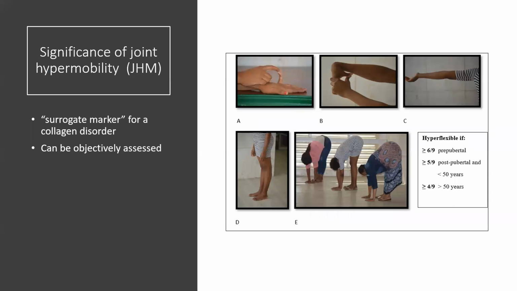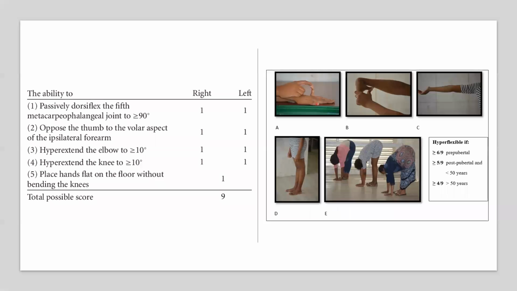So what's the significance of joint hypermobility in collagen disorders? As we've now discussed, it's quite difficult to screen and test for these problems. And because the joints are made of collagen, it serves as a surrogate marker for a collagen disorder and is something that we can at least objectively assess. Now, this brings me to the next poll. So I'm going to go through the score with you, and I would like to invite you to perform it on yourself and then to write down your score so we can record it.